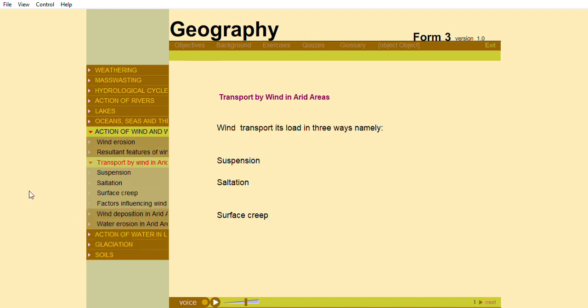Transport by wind in arid areas. Wind transports its load in three ways, namely suspension, saltation, and surface creep.